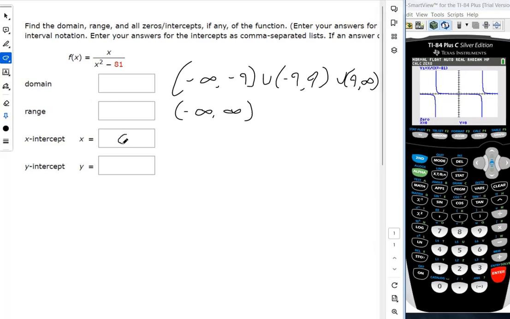And then it tells us x equals 0, we have an x-intercept of 0. And where does it cross the y-axis? That's a straight up and down line. It crosses the y-axis also at 0.